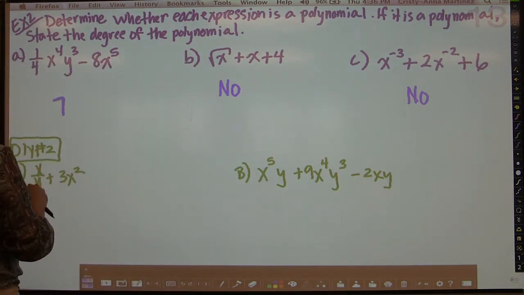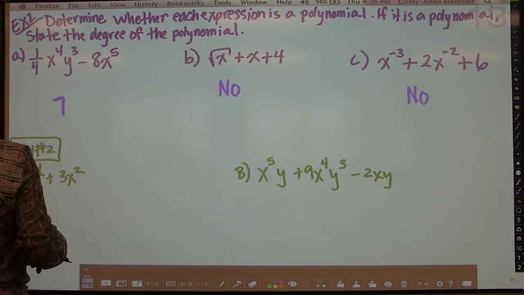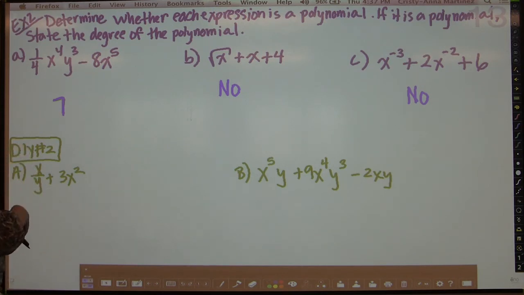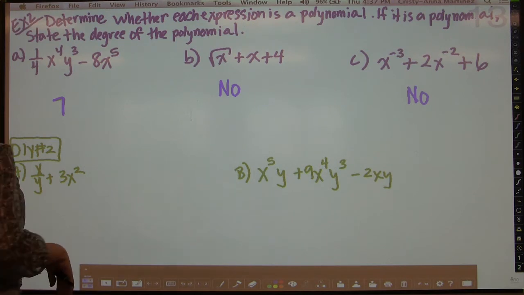So now I need you guys to look at A, B for do-it-yourself number 2 and determine whether or not it's a polynomial first and foremost, and then if it is a polynomial, then tell me what the degree of the polynomial is.